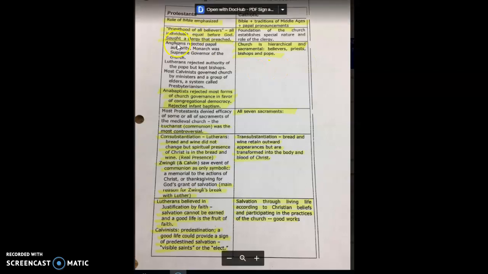Whereas the Protestants, specifically Luther, brought this up, he wanted what was called a priesthood of all believers. So all individuals are equal in the eyes of God. So that's a big difference. No hierarchy with the Protestants versus a hierarchy in the Catholic Church.